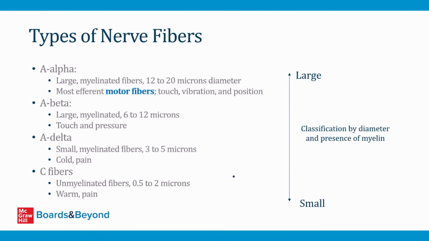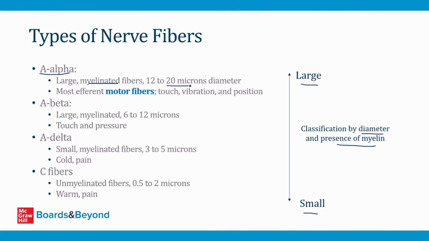Okay, let's talk about the different types of axons or nerve fibers you can find in the body. Some are large, some are small, some are myelinated, some are not. And each of these different axons serves different purposes. So we categorize nerve fibers by whether they are large or small, and also by the presence or absence of myelin. And when I say large or small, I'm talking about the diameter of the axon. So the biggest nerve fibers are the A alpha fibers. These are large myelinated fibers.